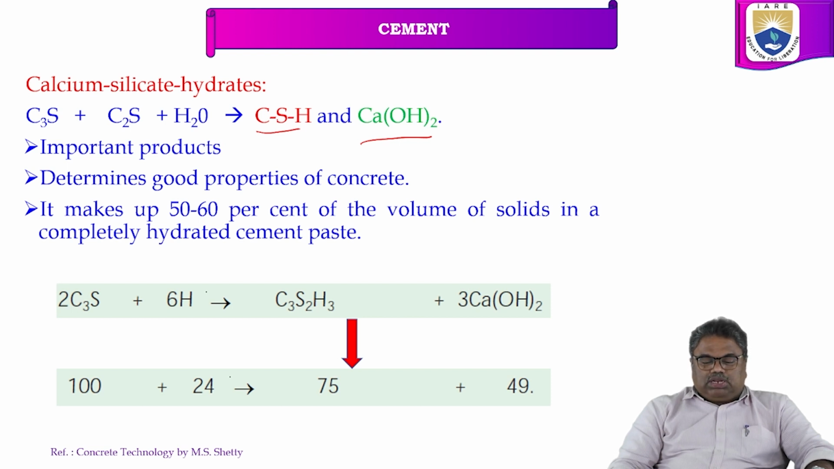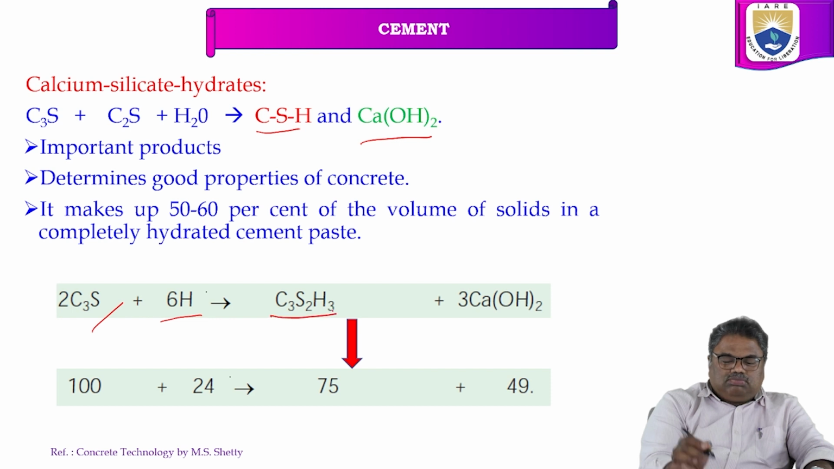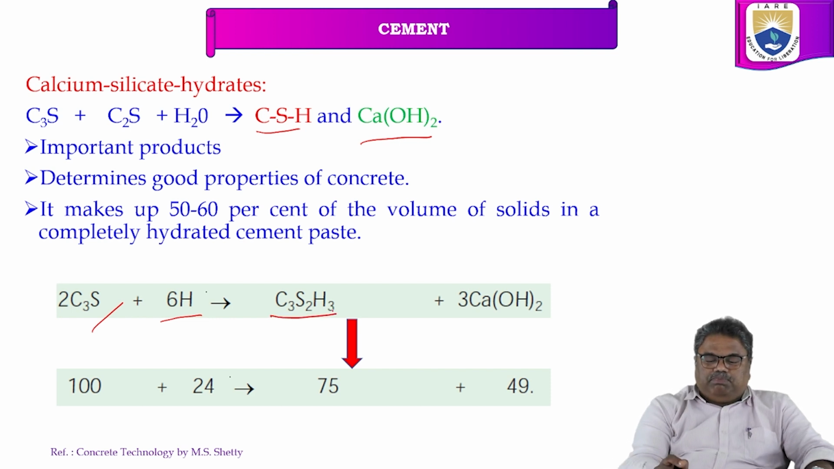If you see the reactions just below here, 2C3S and 6H is going to form C3S2H3 plus Ca(OH)2.